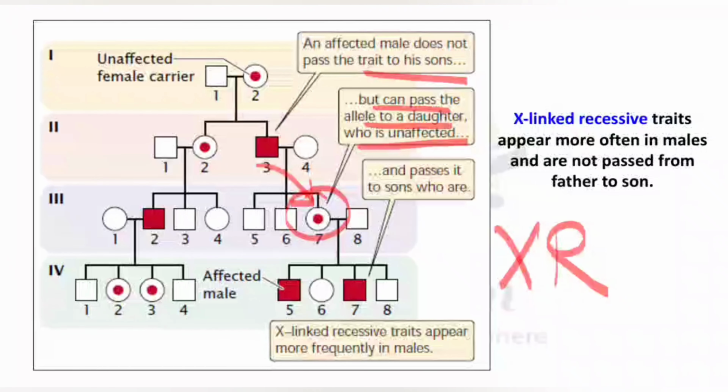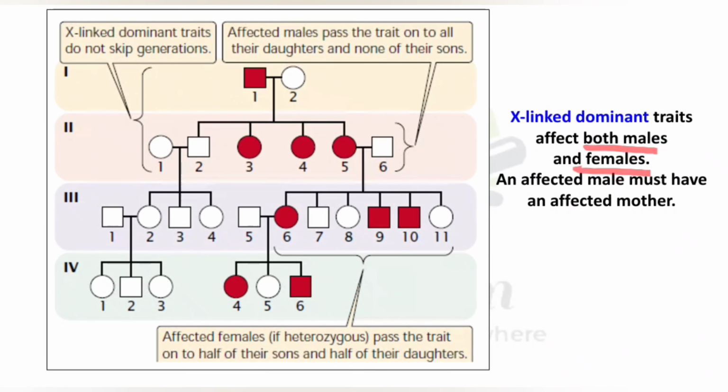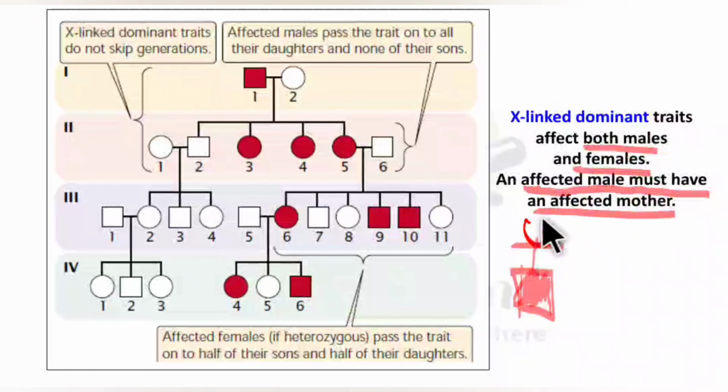Now let's move on to the X-linked dominant. For the X-linked dominant, there is an equal chance of both male and female suffering from that trait or that disease. So the X-linked dominant trait affects both males and females equally, and an affected male must have an affected mother. It means the affected male offspring should have an affected mother.